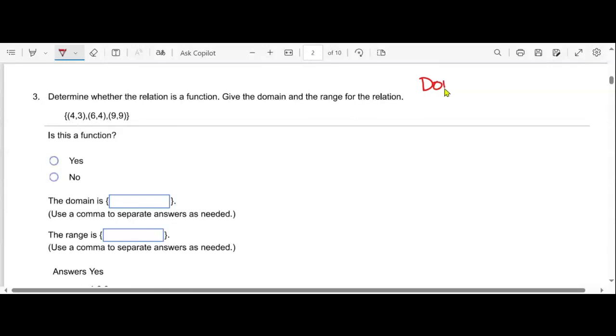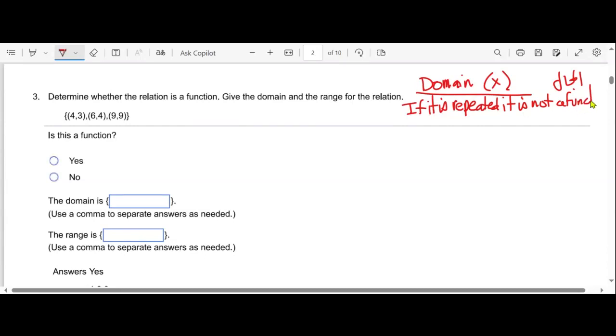Okay, so we know the domain is the x values, right? The domain, which is 4, 6, and 9. Exactly. So he wants the domain. The domain is usually the x value. So if the x value is repeated, that means it is not a function. That is the easiest way to get the answer.